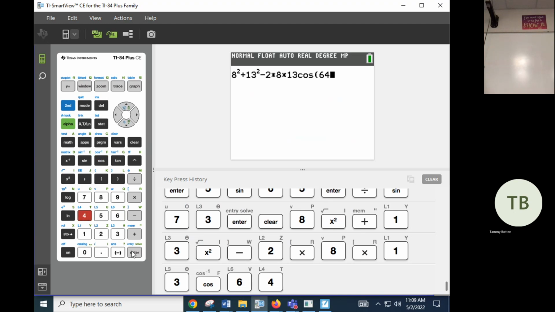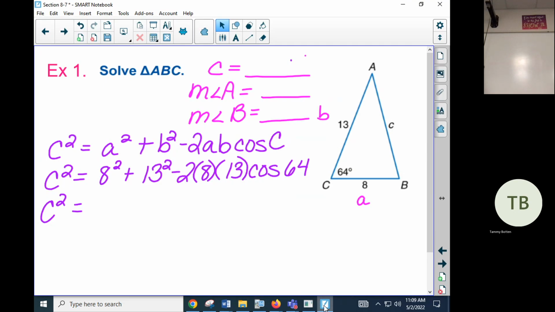And hit enter. And did you guys get 141.81? Which if we rounded to 2 decimals would be 141.82. So I'm going to go back and just write that in here, 141.82. Now, that is C squared. We want C. So what would I do?